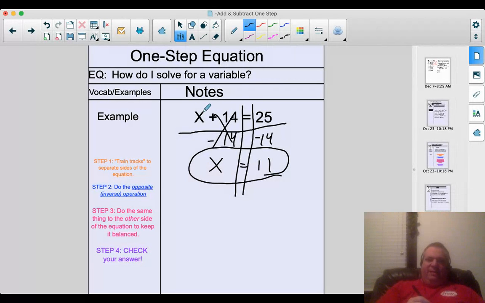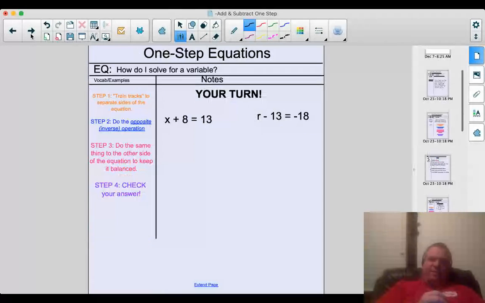So if I make x 11, 11 plus 14 is 25. So it does work. Okay, so that's a good habit to be in, checking as you go, at least to make sure it makes sense. All right. Why don't we pause here and see if you can do these two.